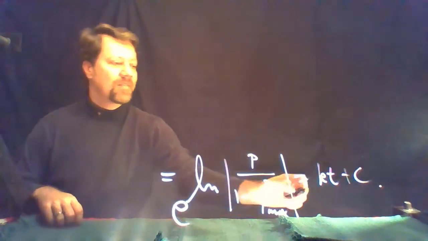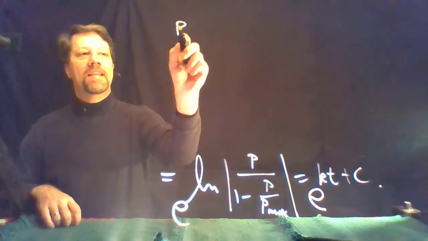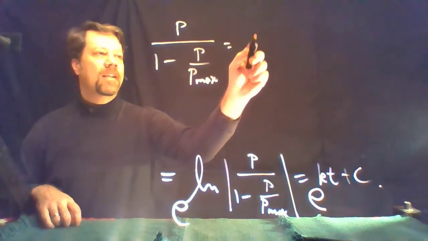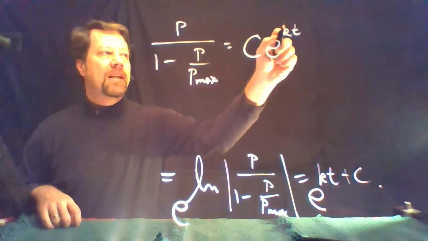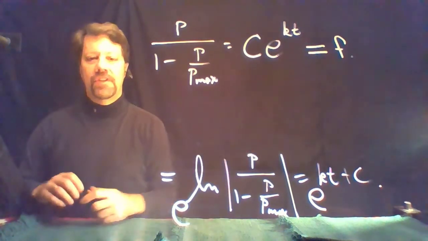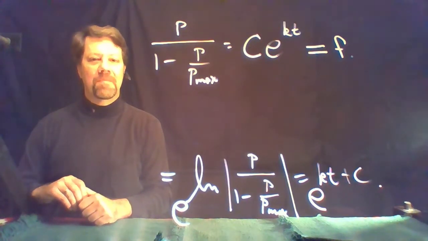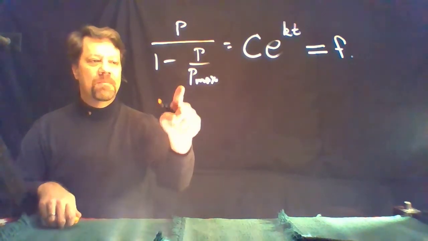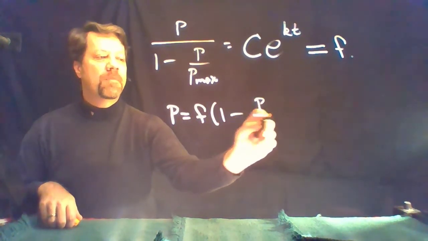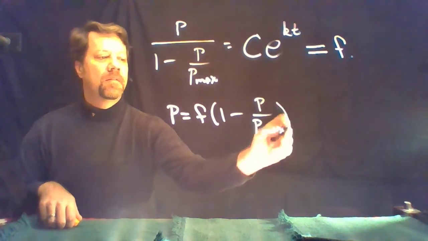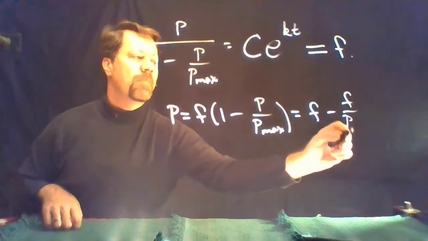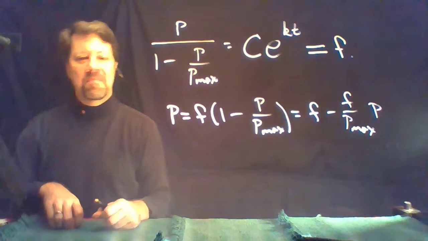Exponentiating both sides, we can write this as P over 1 minus P over P max is a constant times e to the kt. Let's define this to be some function f, just for sake of simplicity, when we solve for p. Multiplying both sides by the denominator on the left, we get p is f times 1 minus p over p max, and distributing, that's going to be f minus f divided by p max times p.